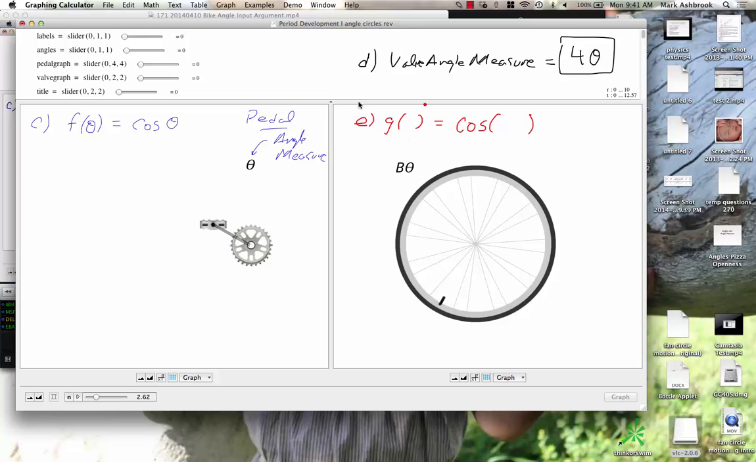But we want to write this function in terms of the pedal angle. We want the input into the function to be the pedal angle, but we need the argument of cosine to be the valve angle, which is? 4 theta. Which we just found, 4 theta.